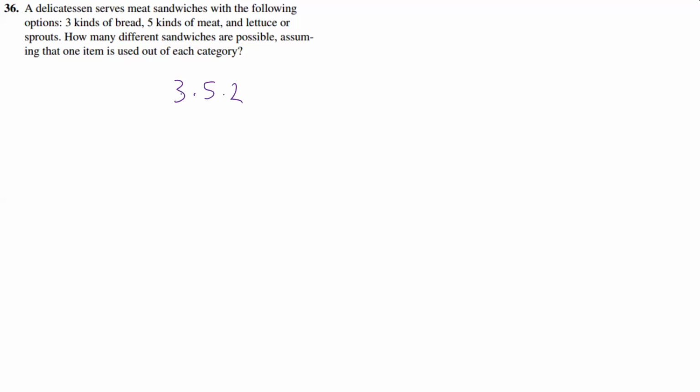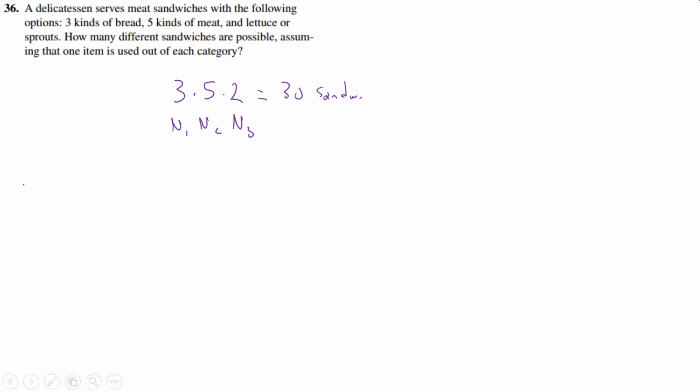So this is the number of ways for the first, so it would be kind of N1. This is our N2, and this is our N3. If we multiply those together, we are going to have a possibility of 30 sandwiches. And so that would be how many different sandwiches are possible, assuming we're taking one out of each of those items.